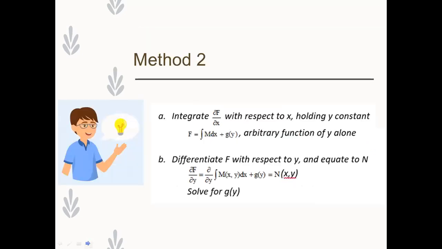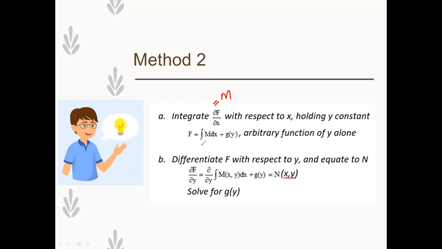So page 2. Method 2 rather. In here, you also have a two-step procedure in finding the solution of your exact DE. This is after you have already established exactness. So integrate, as you have done in method 1 as well. Integrate the partial derivative of f with respect to x. This one is actually your M. And you need to integrate it with respect to x holding y constant. In the process of integrating, you will get this expression.